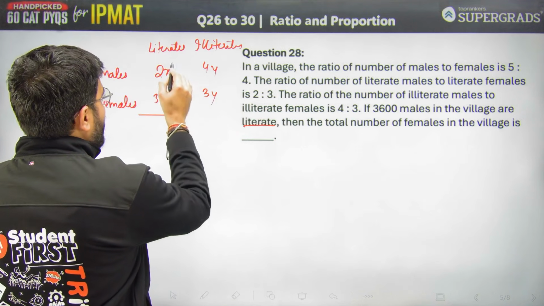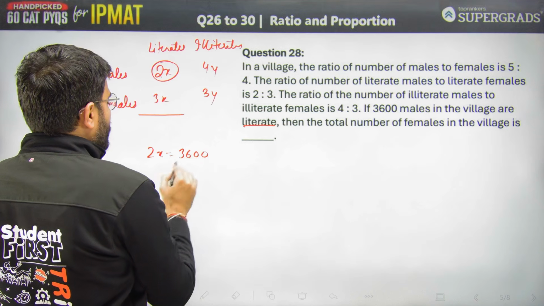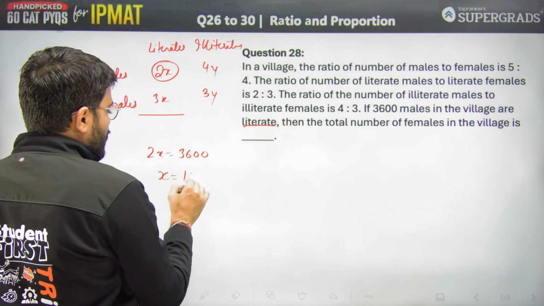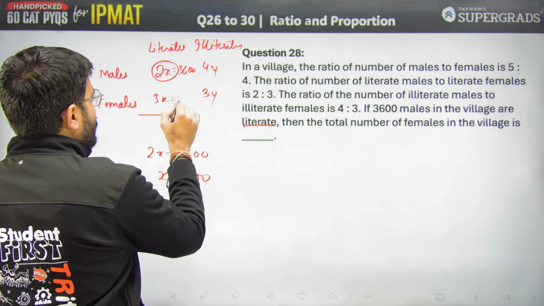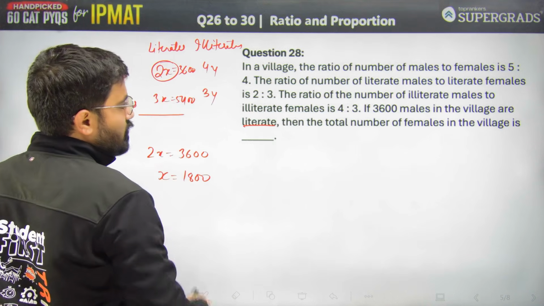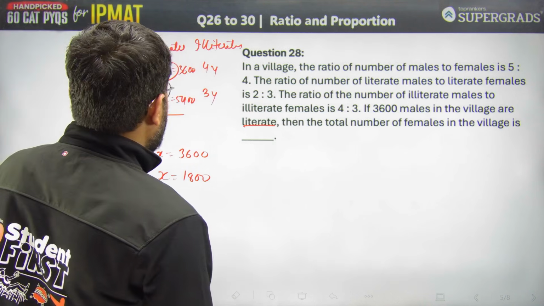3600 males are literate. So 2x is equal to 3600. So x is equal to 1800. So this is equal to 3600. This is equal to 5400. Then the total number of females in the village is. So what is the total number of females in the village?